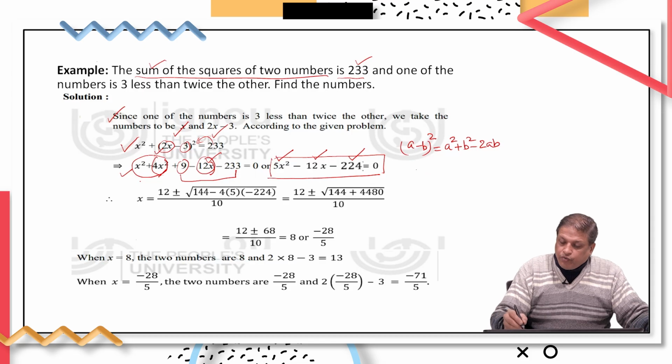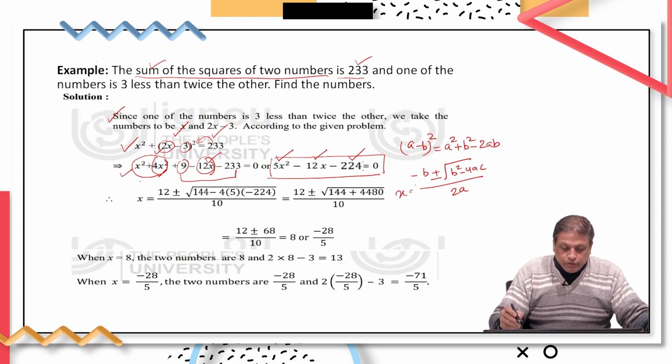Now, using the quadratic formula, that is minus b plus minus square root of b square minus 4ac upon 2a, you will get the root values. So this turns out to be that x is equal to this. On calculating, you will find that you have two roots, that is 8 or minus 28 by 5. Now, the point to be noted is that the d value, that is b square minus 4ac, is greater than 0. That is why the roots are real.